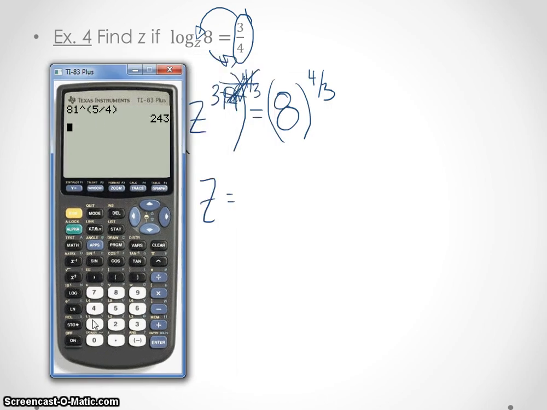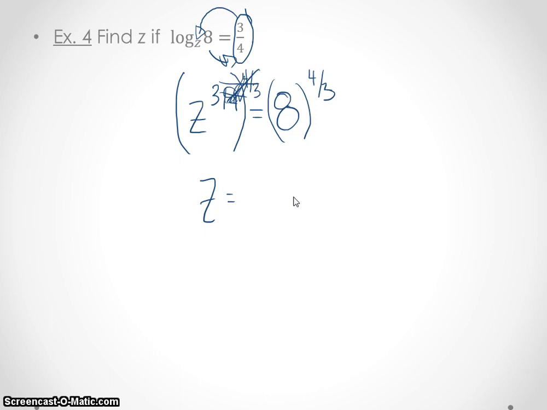So 8 to the 4/3, and voila, that's 16. So there's our answer. 16 is what Z is. So Z is 16, and that's what they asked us to find. So we know log base 16 of 8 gives us 3/4.